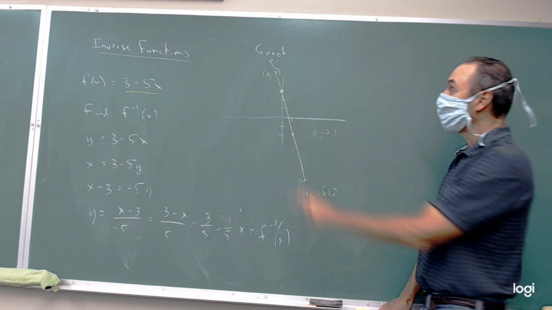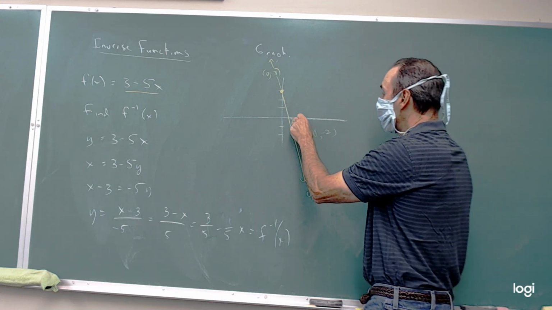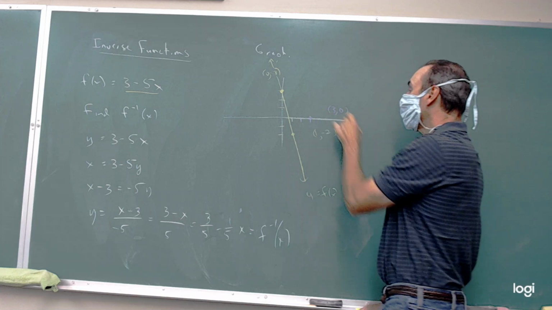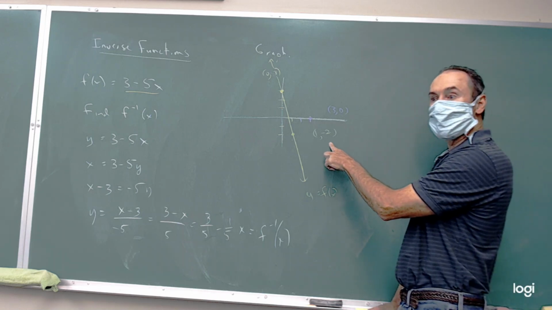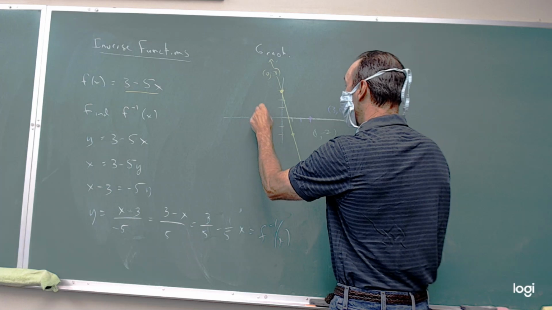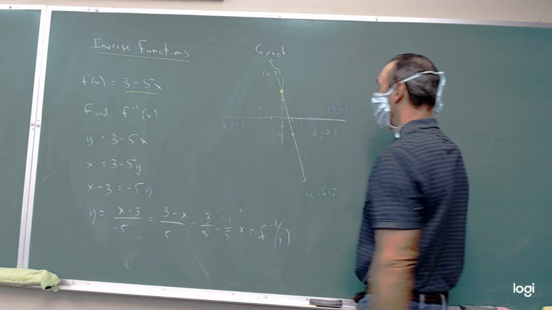Okay. So if we switch this, we'll get 3, 0. That has to be a point on the inverse. So I'm going to plot that point 3, 0. You with me there? And similarly, we have the point 1, negative 2. So if we switch that, it's going to be negative 2, 1. That must be a point on the inverse.